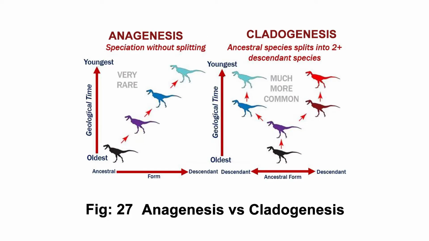Figure 27 shows the anagenesis versus cladogenesis, in which the left side of the diagram shows speciation without splitting, while the right hand side shows speciation due to splitting into two descendant species, and the vertical arrows are showing the geological time.